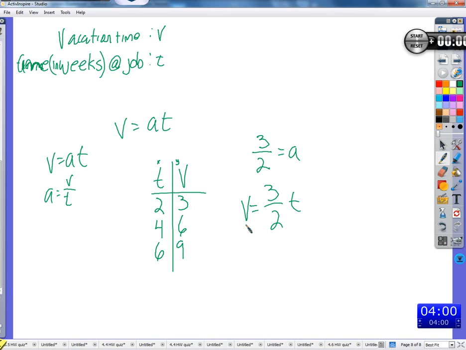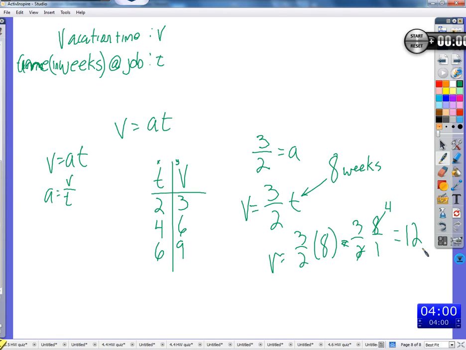Right, direct variation equation that relates T and V, we did that just now. How many hours of vacation time does an employee earn in 8 weeks? 8 weeks. There. V equals 3/2 times 8. Or 3/2 times 8/1. That might be a little easier to work with. 8 divided by 2 times 3, 12 hours.